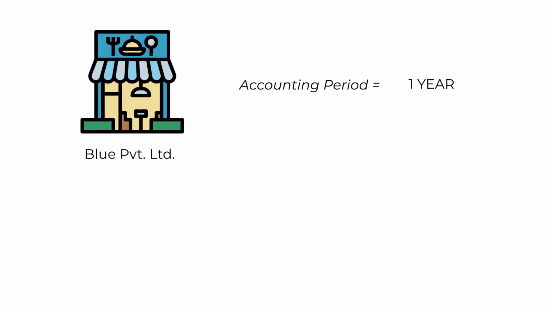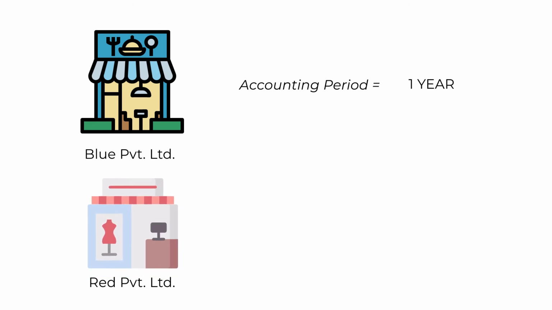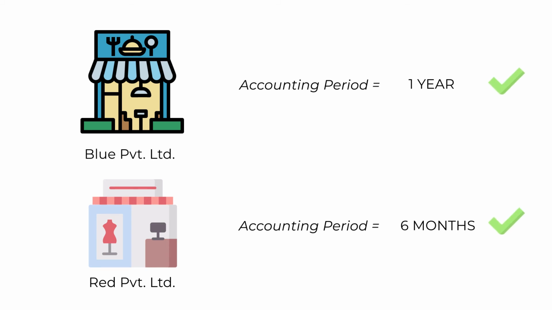Example: Company Blue Private Limited has decided to prepare the financial statements following an accounting period of 1 year. At the same time, Red Private Limited follows 6 months interval for their accounting period. Both are right in deciding the accounting period, however, they have to follow it strictly while making the financial statements.